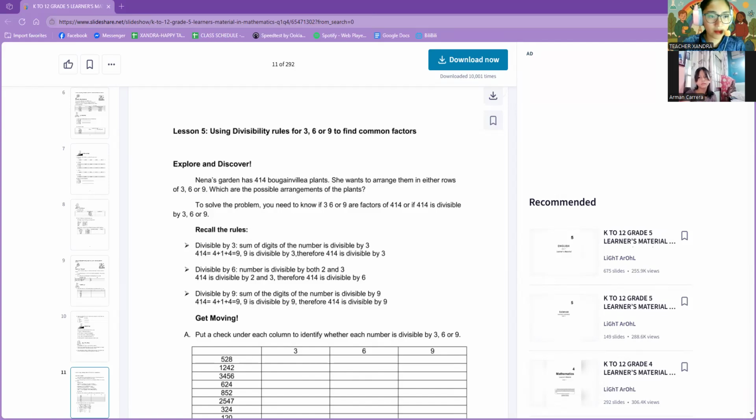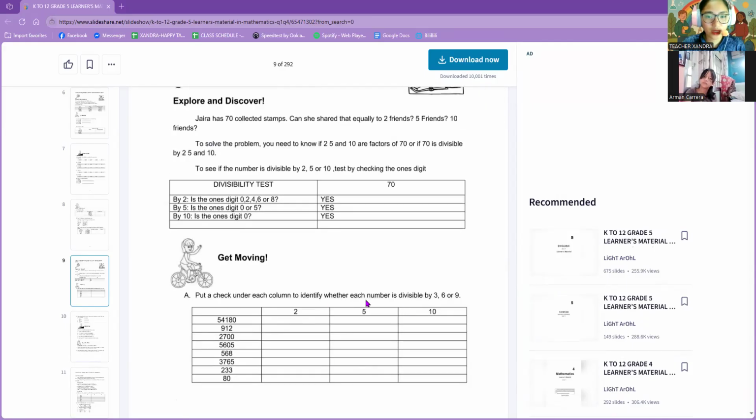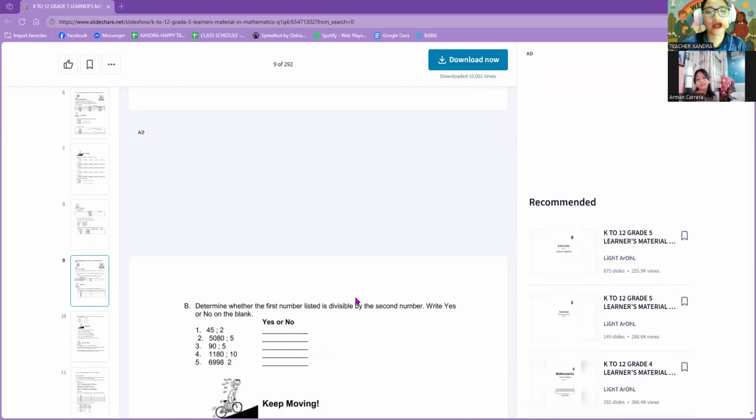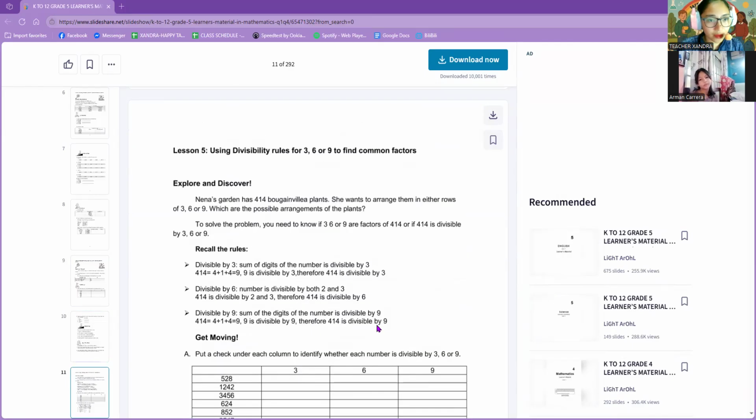Do you still remember what we've discussed last time with our lesson 4, divisibility? The divisibility rules of this one. It's 2, 5, and 10. So remember that.